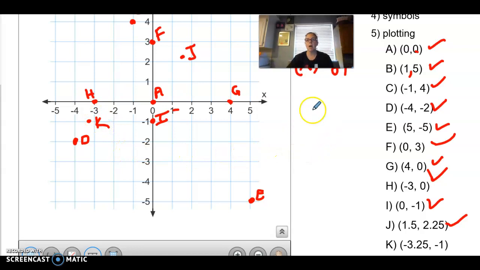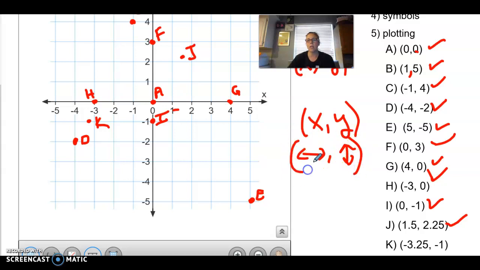All right. The most important part, you all, is to know we go left and right first. Then we go up and down. We go left or right, and then we go up or down. Always, always, always left or right, then up or down. Okay? That's it.